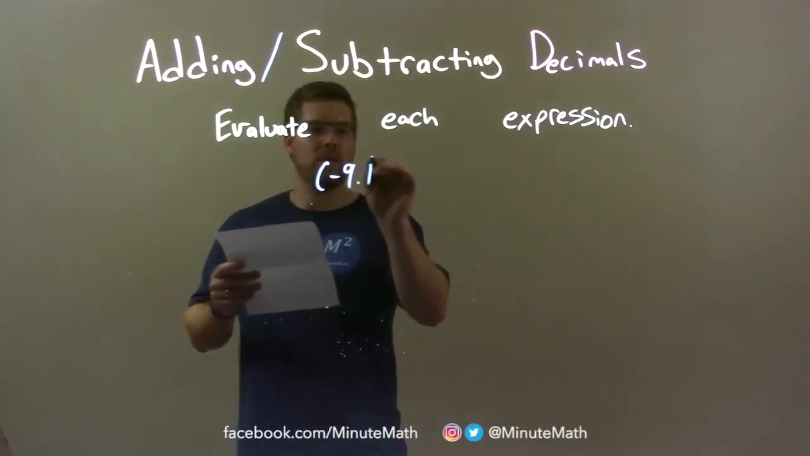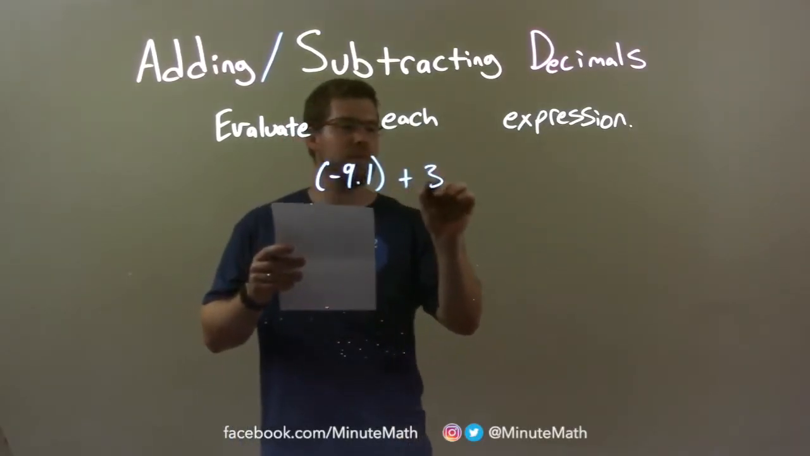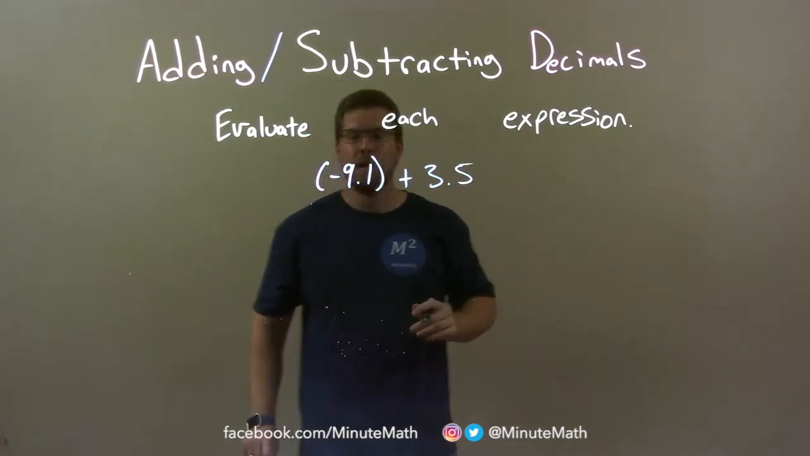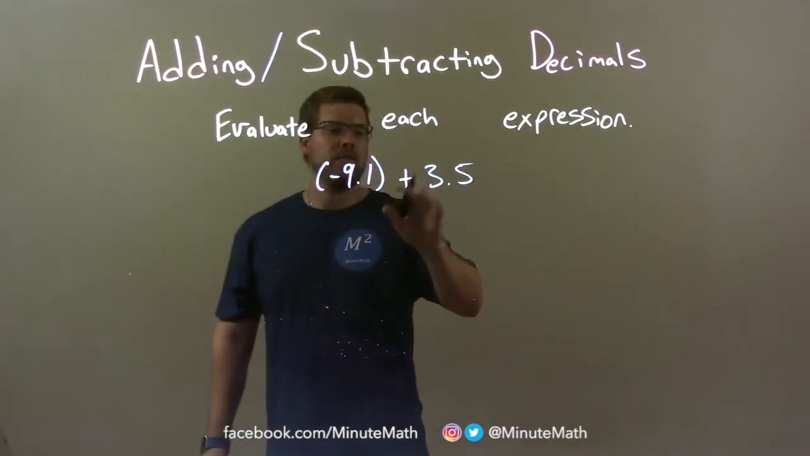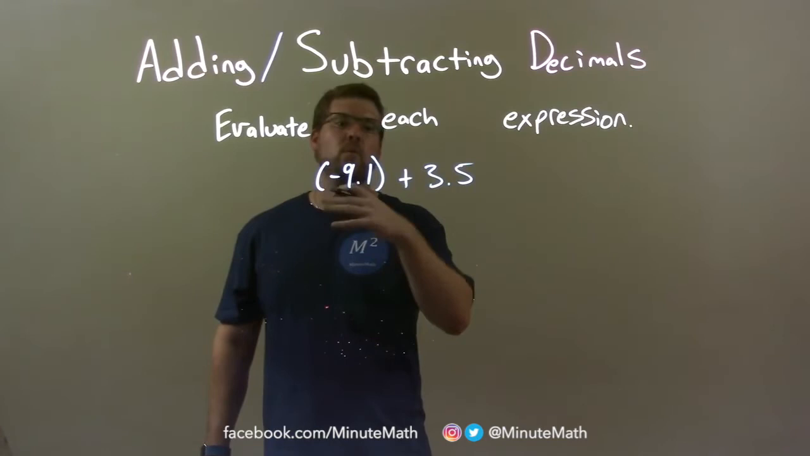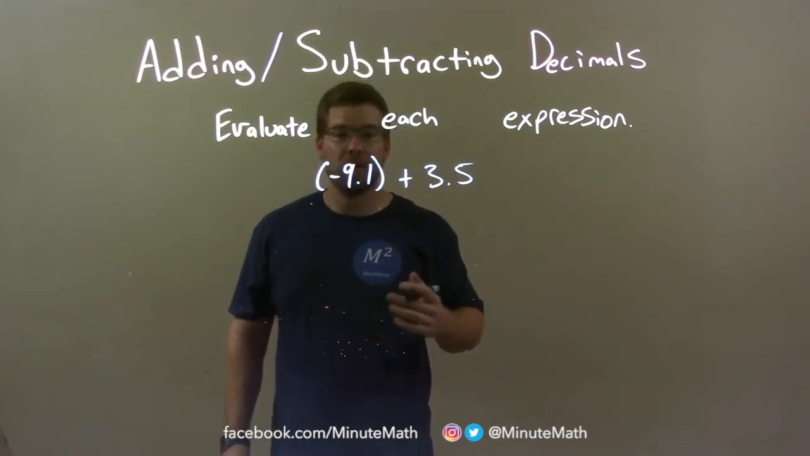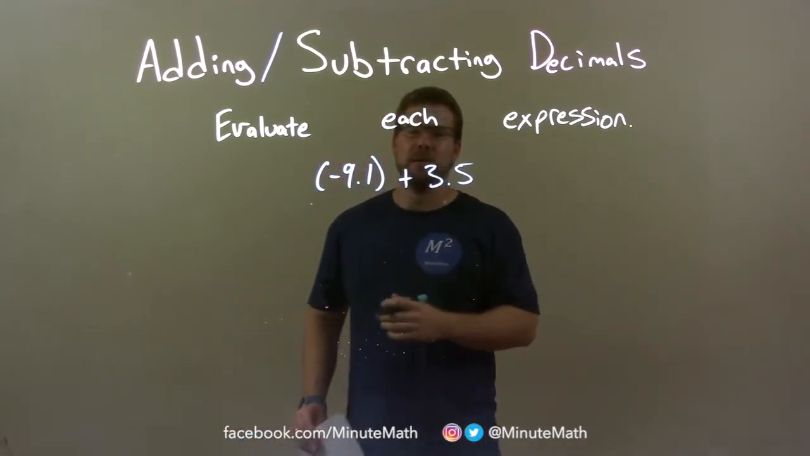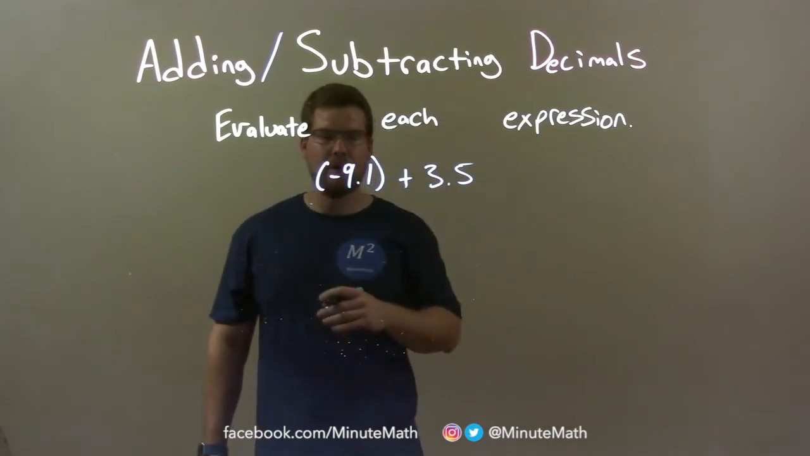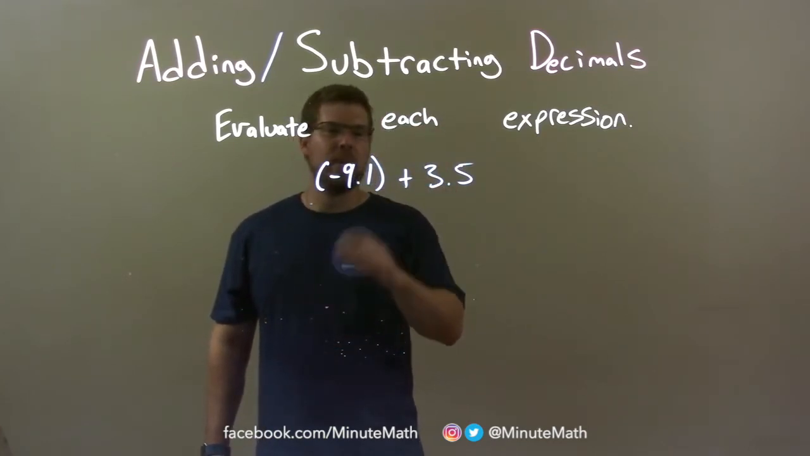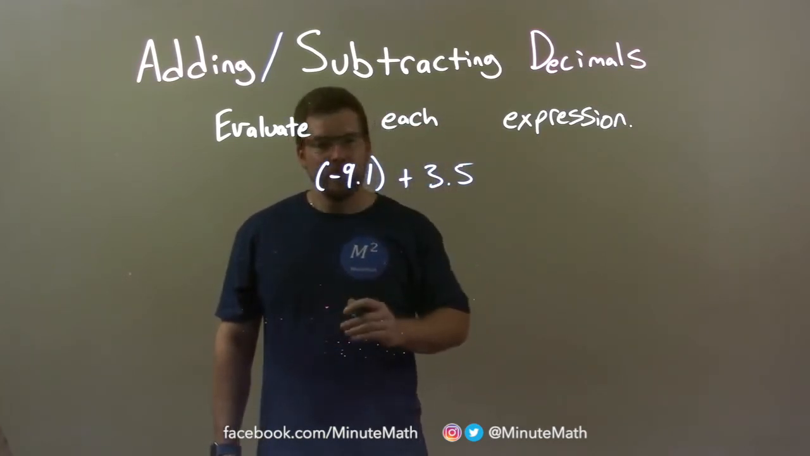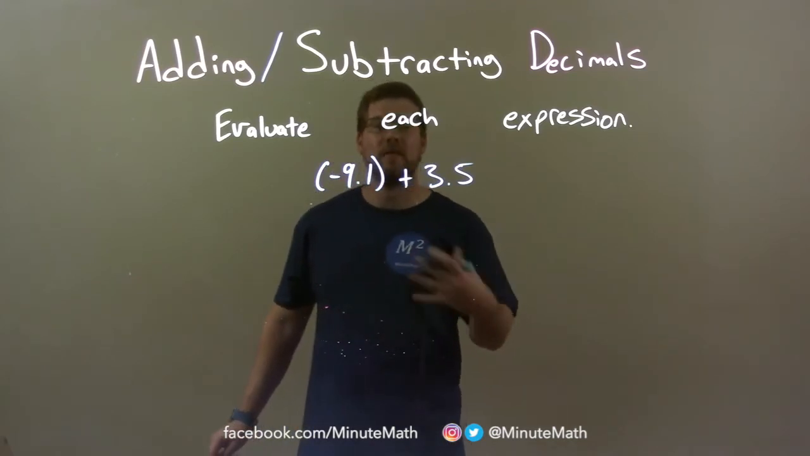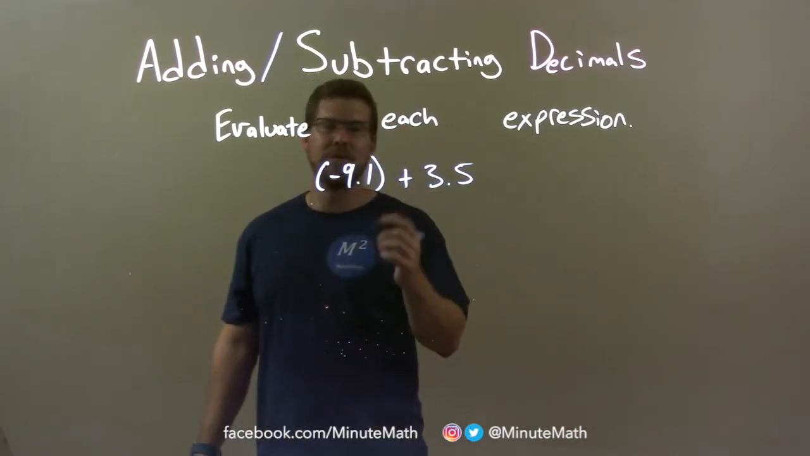Negative 9.1 plus 3.5. Okay. Well, I know when I combine these two, negative 9.1 is more negative than 3.5 is positive. So my final answer has to be negative. I'm going to keep that in my mind. To do something like this, I'm just going to find the difference between these two numbers and know my final answer has to be negative. That's one of our techniques there.